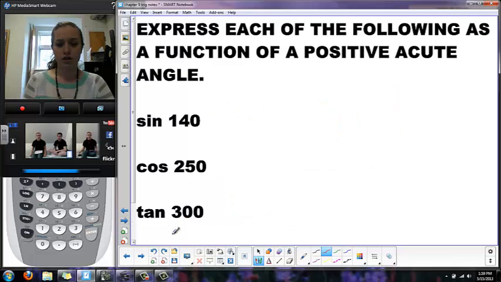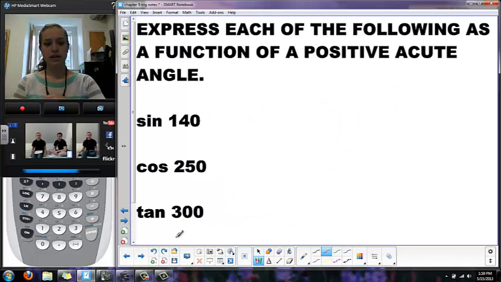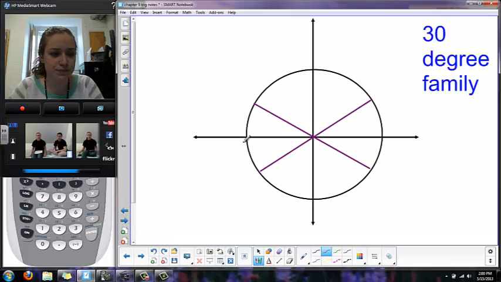Okay? So we're going to express each of the following as a function of a positive acute angle. I don't really want to do this yet. I think I want to keep moving. Then I'll come back to that. So let's do the 30-degree family because I know you're smart. I'm sure that you're getting the idea of this. So let's just go over our reference angle formulas again.